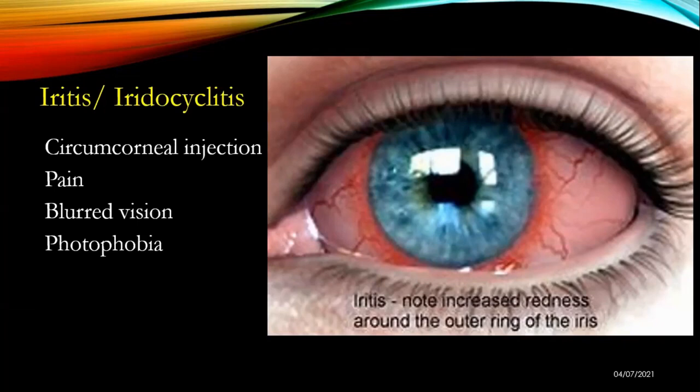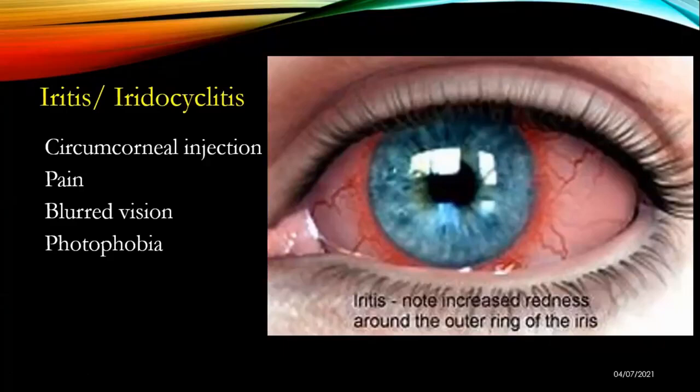It may be part of an ocular condition, or part of a systemic inflammatory condition. It can be isolated, or as I said, due to systemic inflammatory conditions, or ocular inflammatory or infective causes. As I said here, they present with circumcorneal injection, pain, blurred vision, photophobia, and floaters. So that is basically a simple explanation of uveitis.